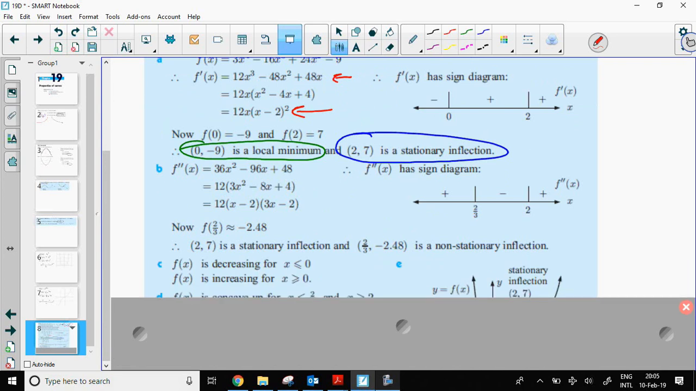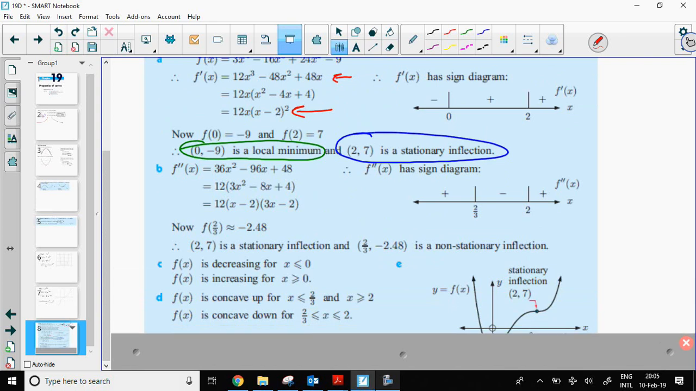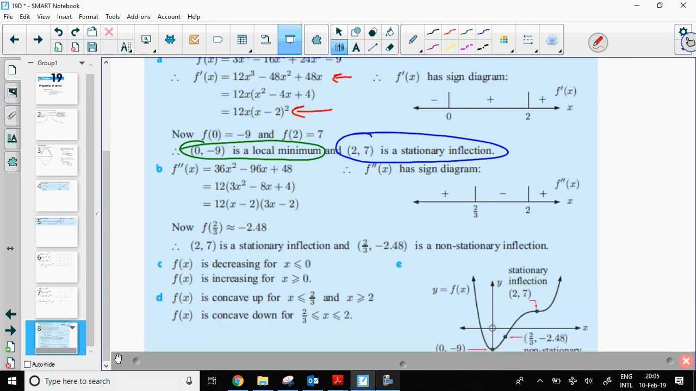For part D, that was asking for the concavity. Again, we have that information from the sign diagram for the second derivative. It's concave down just in between 2/3 and 2, and it's concave up otherwise. And then from all of that, we could easily sketch the graph. I say easily. Let's actually look at what that might be in practice.